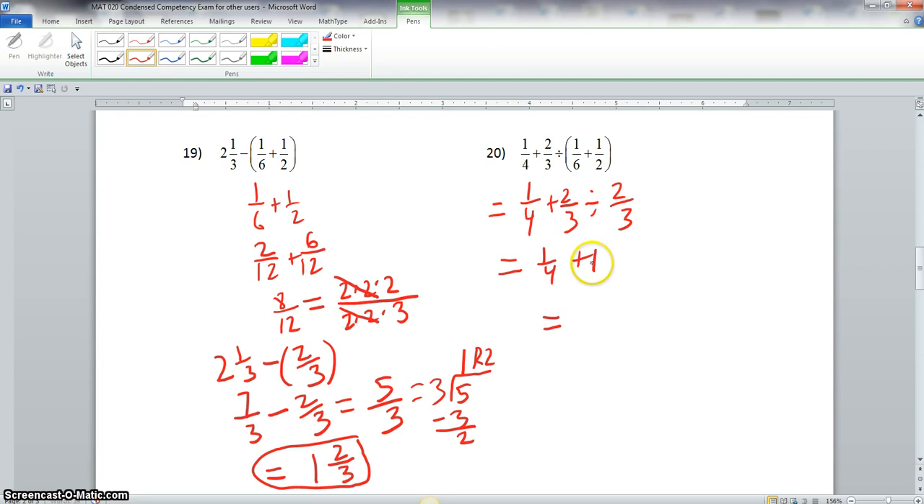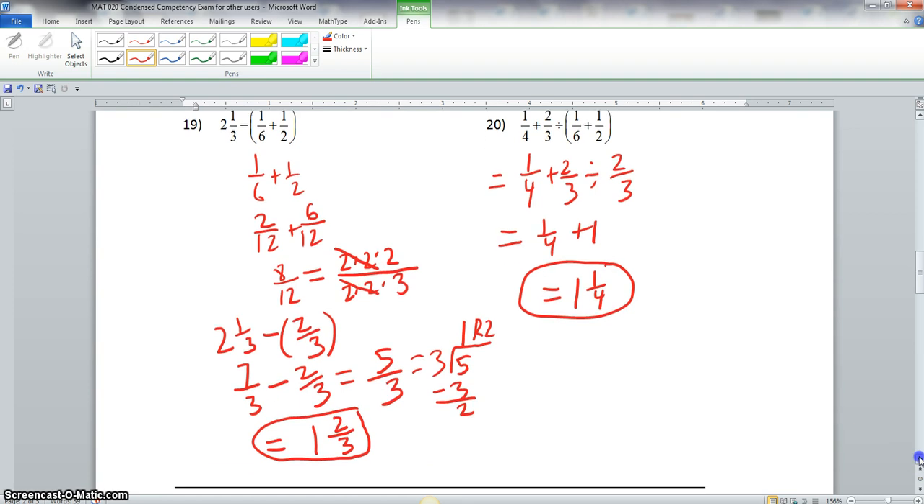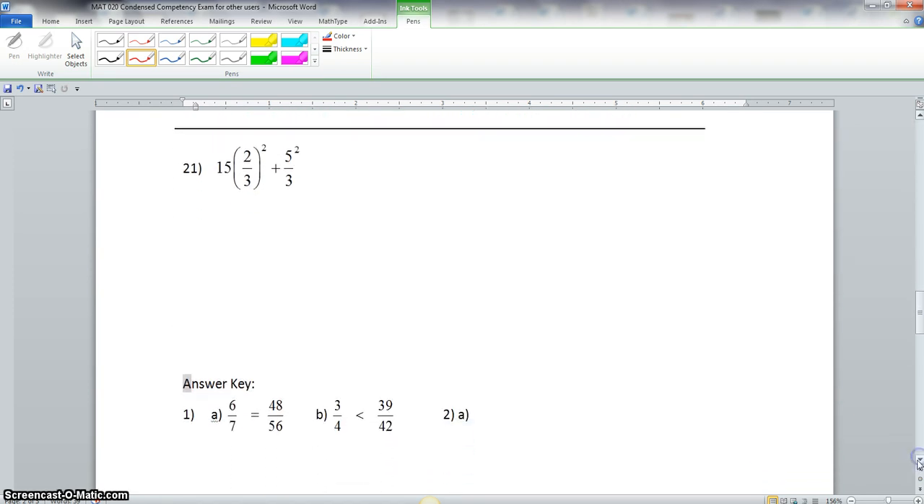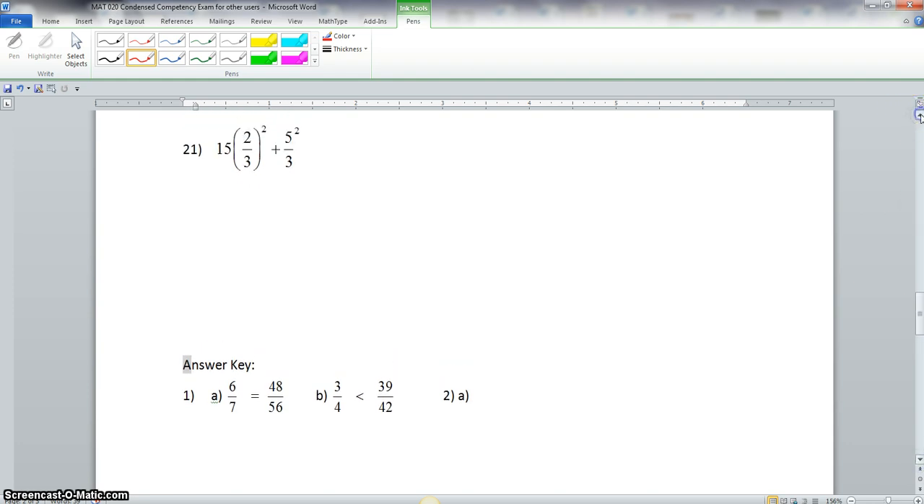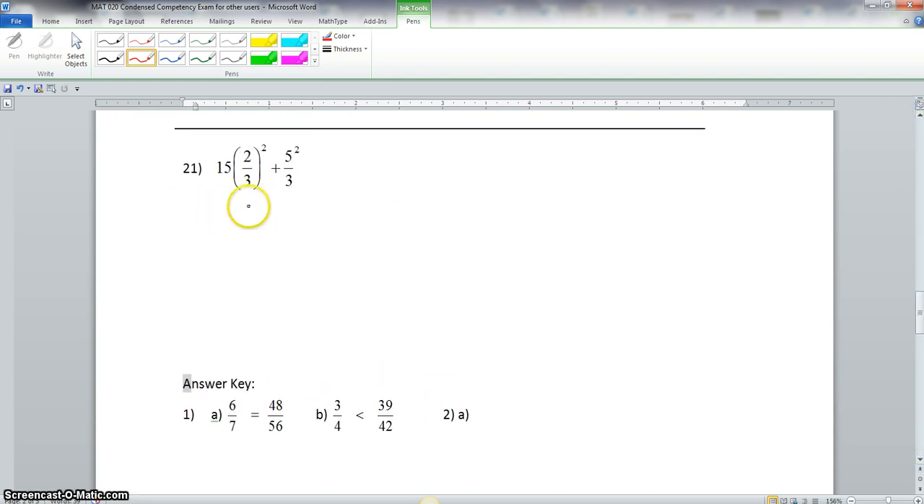So now 1/4 plus 1, whenever you have an integer and a fraction added together, it'll be the integer and the fraction together. So it'll be 1 1/4. Now we scroll down here to problem 21. Now with problem 21, this is what we need to do. First thing we need to do is this parenthesis squared. We know 2/3 in parenthesis squared is the same as 2/3 times 2/3, which we know is 4/9.